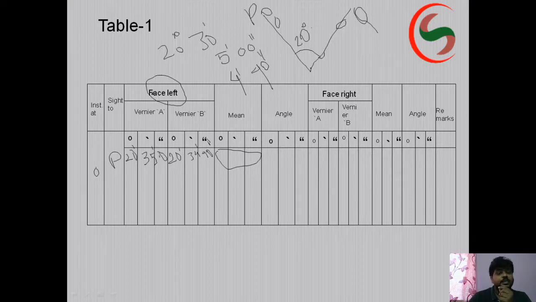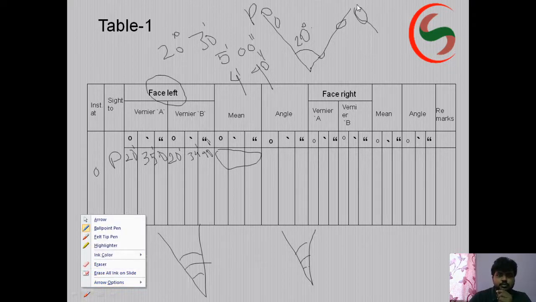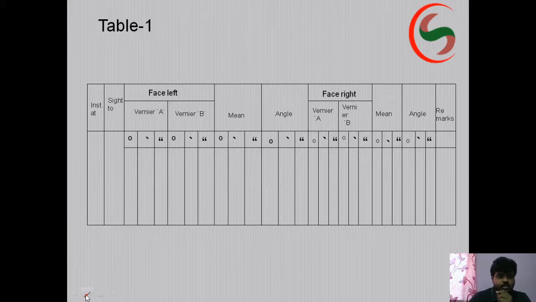Now with the face left condition, you have to repeat for how many times? A minimum of 3 times: 1, 2, 3. Next, face right condition: 1, 2, 3. From this you get the mean angle. Now up to Q we got, and we have written the readings here. Next, what is the next step? How do we go forward after taking all the readings?